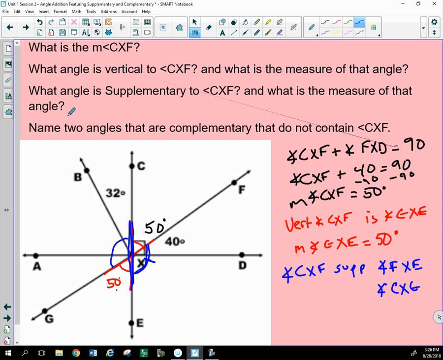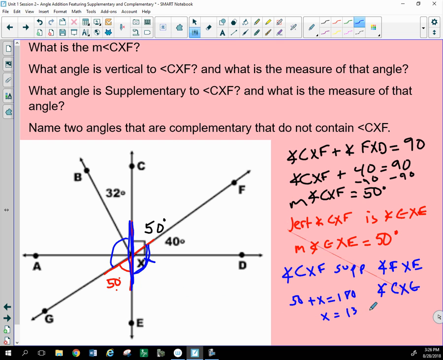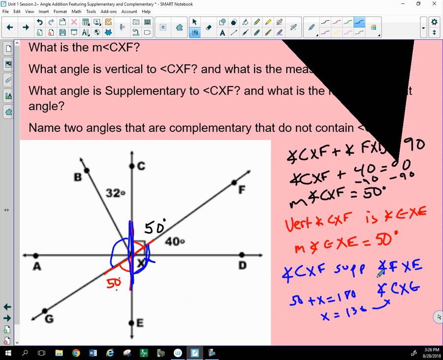And so what is the measure of that angle? These two angles will be the same because they're both from 180. So if CXF is 50 and the unknown angle, we'll call it X, is what we're looking for, if I subtract 50 from 180, that unknown angle would have to be 130 degrees. So both of those angles will be 130 degrees.